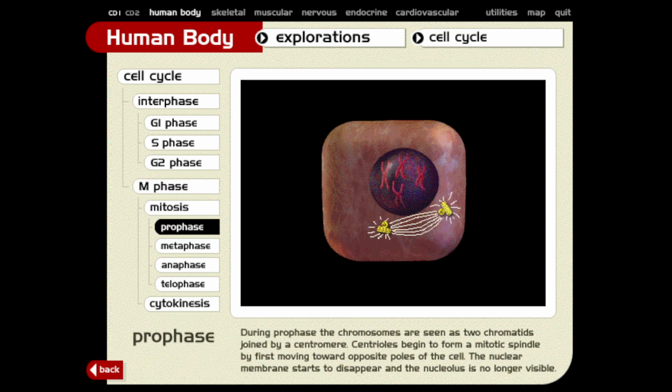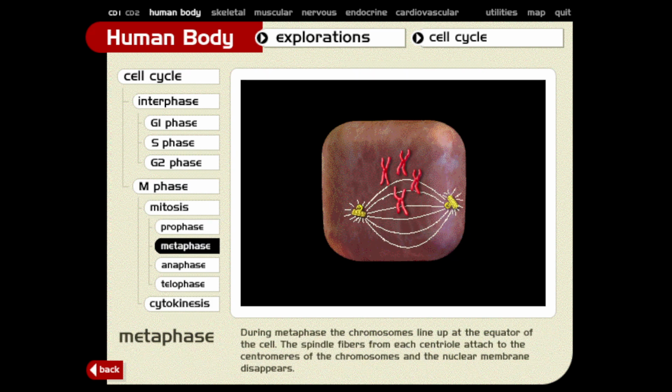During prophase, the chromosomes are seen as two chromatids joined by a centromere. Centrioles begin to form a mitotic spindle by first moving toward opposite poles of the cell. The nuclear membrane starts to disappear and the nucleolus is no longer visible.